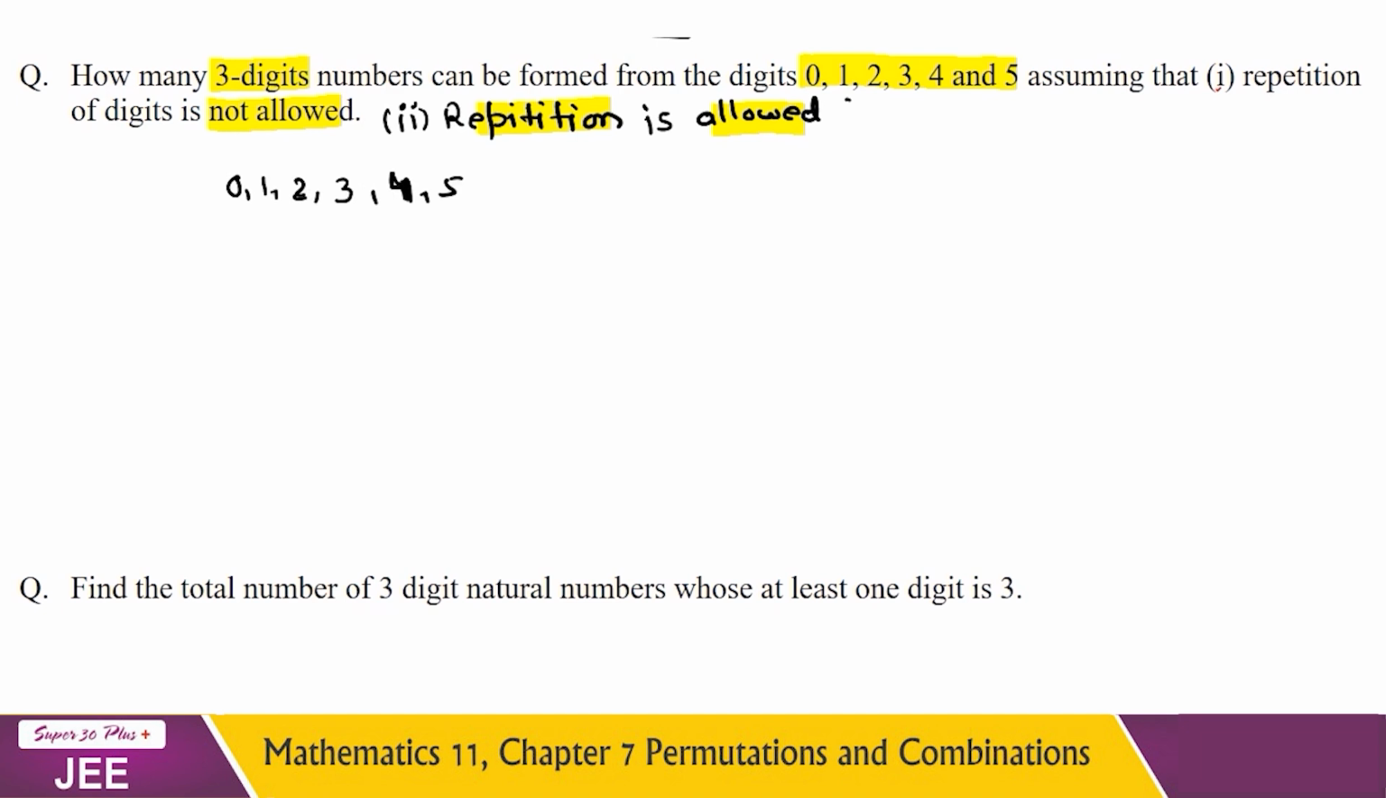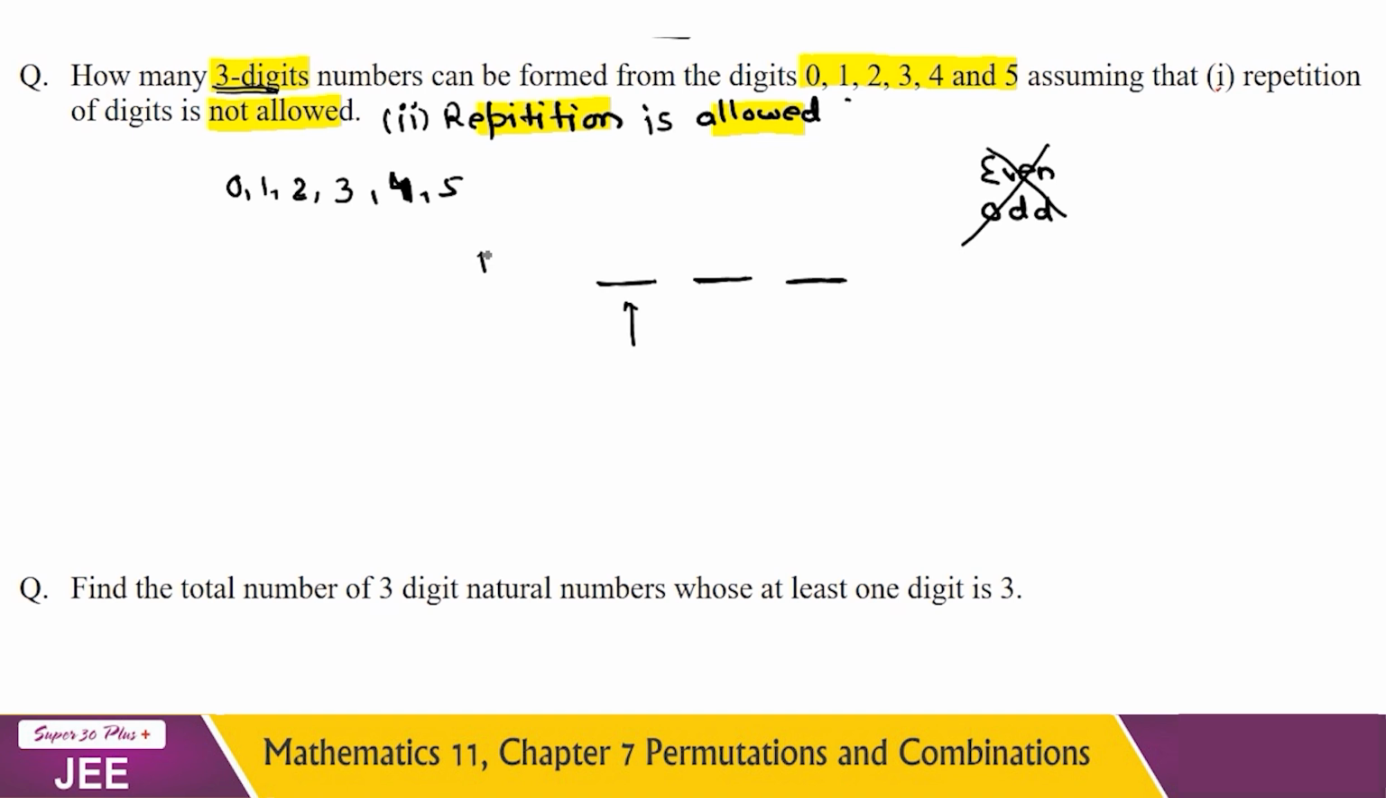And again we have to make a 3-digit number. So I am marking 3 vacant places, such that now there is no restriction that you have to form an even number or an odd number or divisible by 3 and so on. So no such restriction. So we can start by filling up the first place.